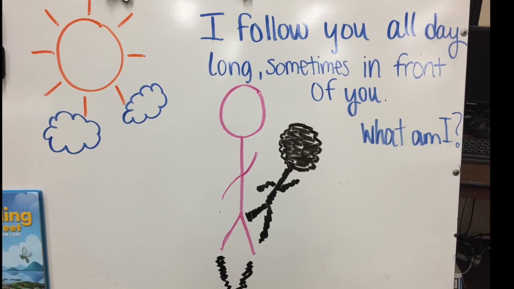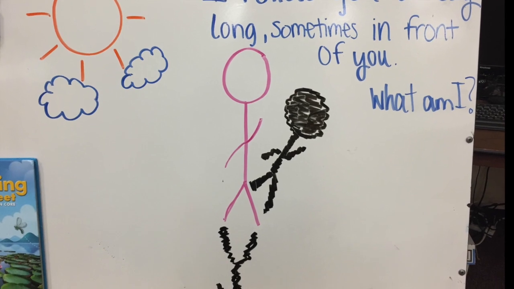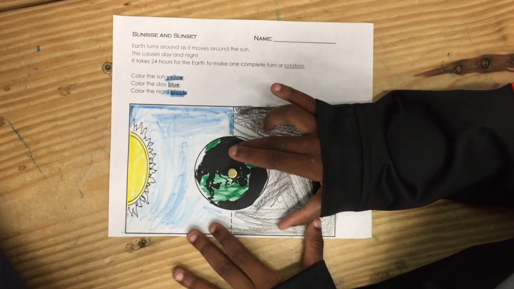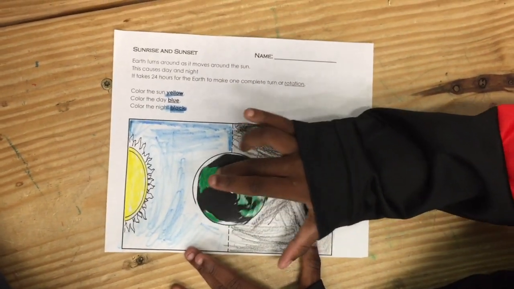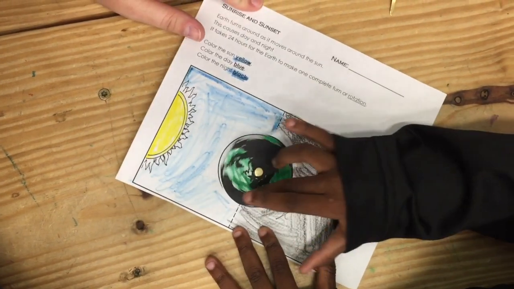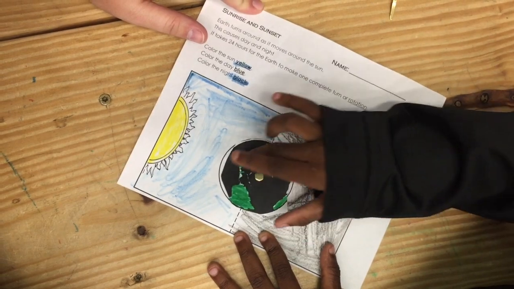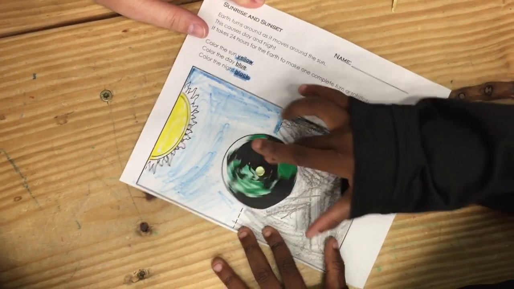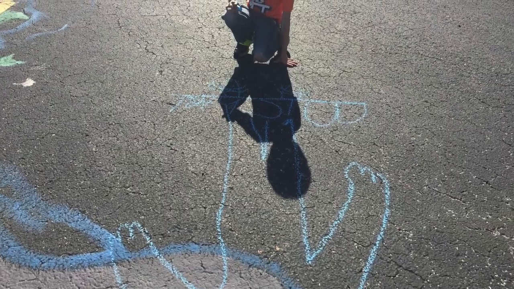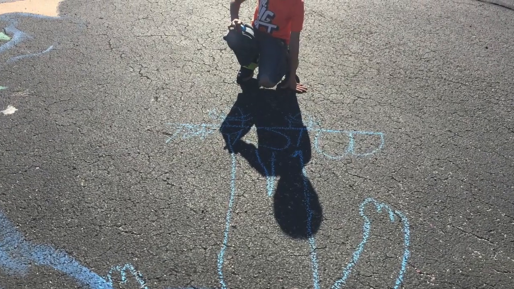For my artifact, I decided to use my Shadows lesson plan. For this lesson, we decided we were going to discover what shadows were. First, we made a diagram to show how the Earth rotates and how, as it rotates, the sun goes across the sky. Once we found that step, we decided to go outside and trace ourselves with chalk.